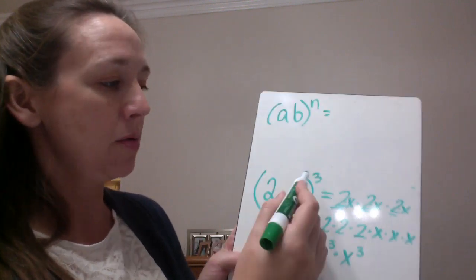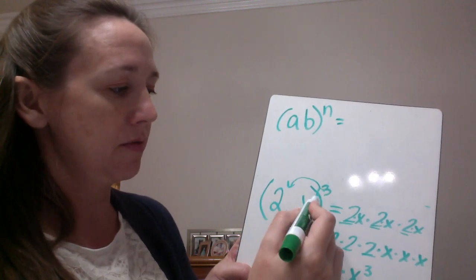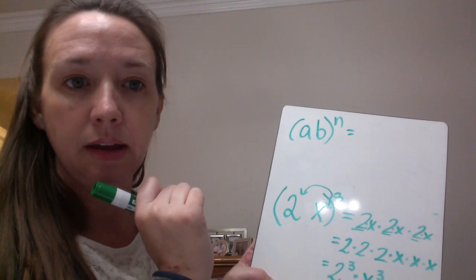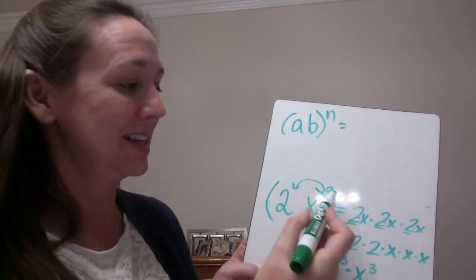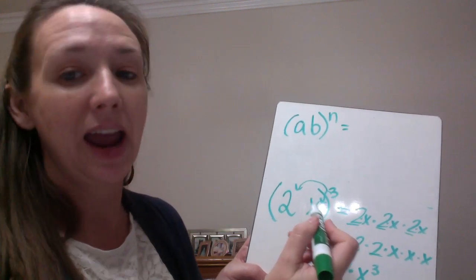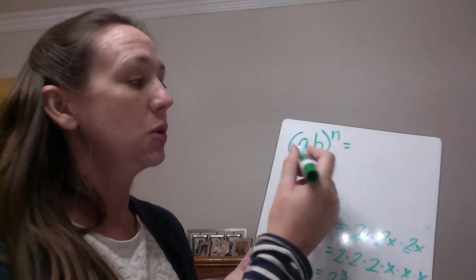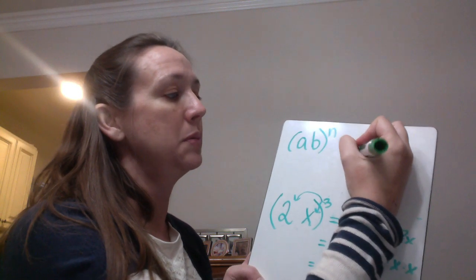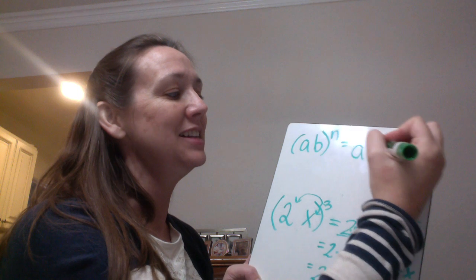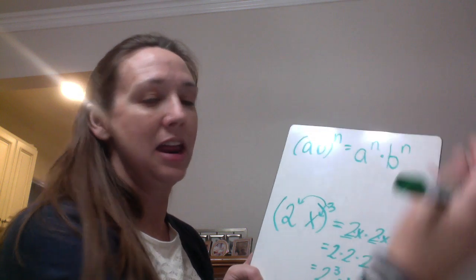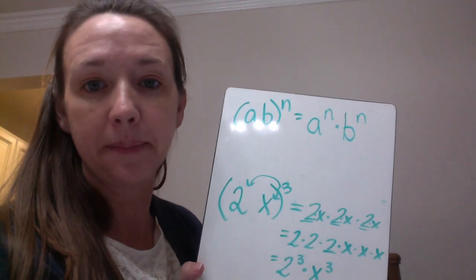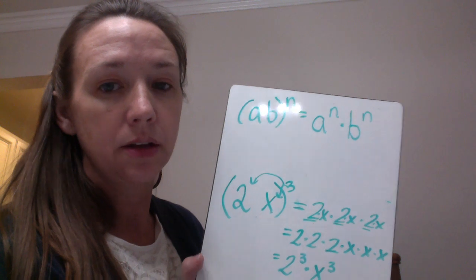So you can almost see this like the distributive property. That exponent goes to both of them because it's saying there should be 3 2's and 3 x's. So up here, it's saying there should be n a's and n b's. So it looks like that. So write that in your third one.